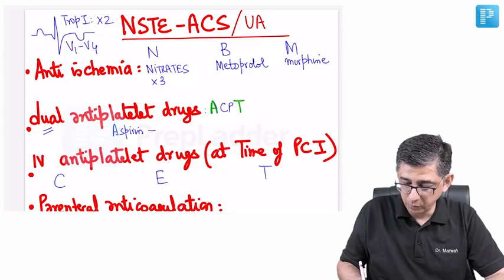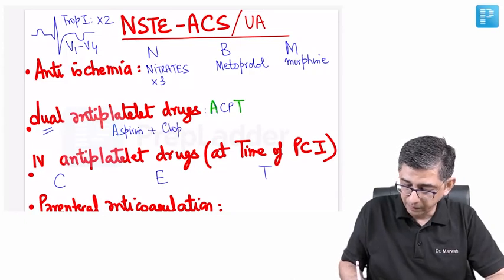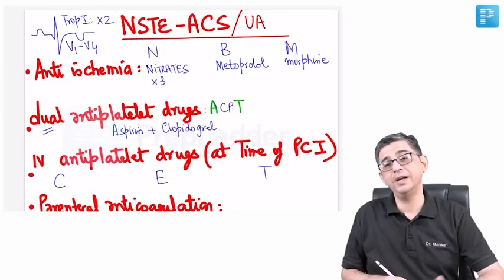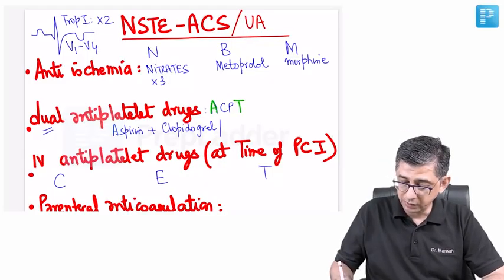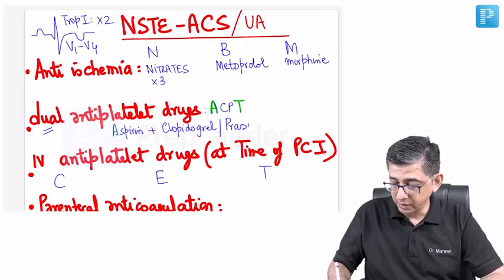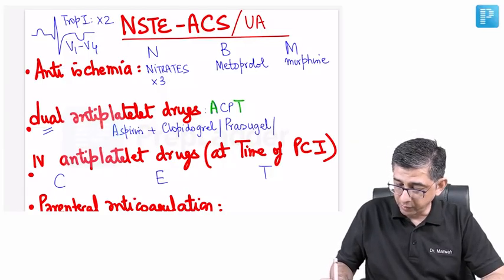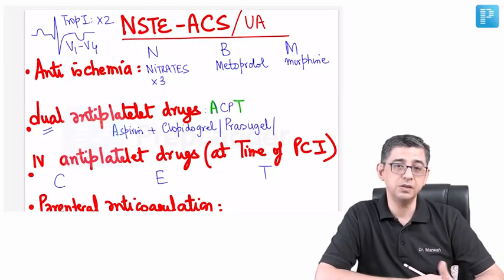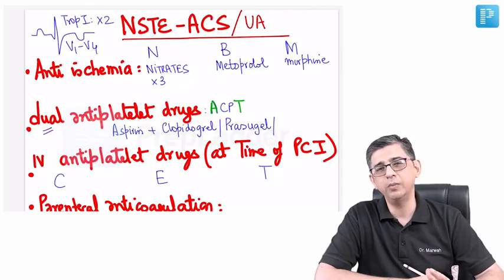Along with aspirin, you could be using clopidogrel. But lots of times, clopidogrel may not show good results, especially in Indian patients. So there are a couple of other antiplatelet drugs that they love to ask. You will notice that whenever they are asking you pharmacology of the cardiovascular system, they love to ask about antiplatelet drugs.